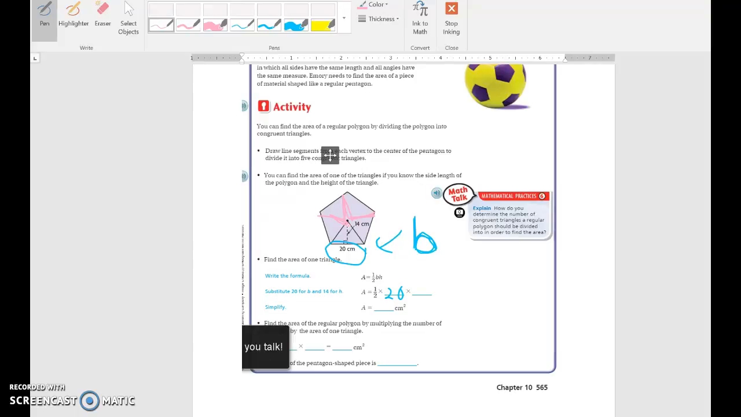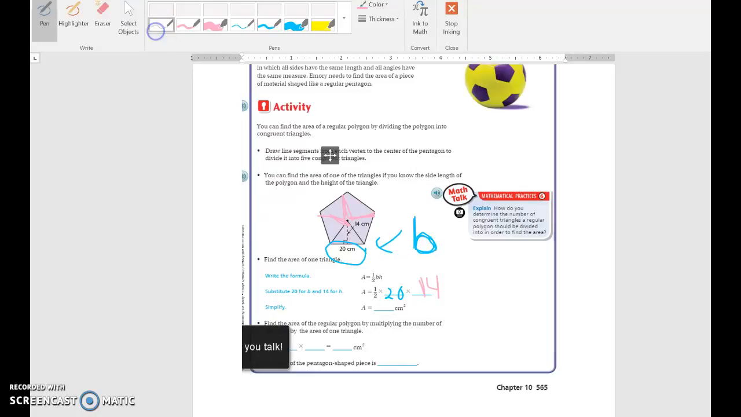Okay, so my next question is, how many triangles is this divided into? So let's just finish with this first problem, and then we'll think about that. So we identified the 20 as our base, the 14 as our height. We know that half times 20 is 10, and so 10 times 14 is 140. So we have one triangle that has an area of 140 square centimeters, and I'm trying to write just a little more neatly for you guys.